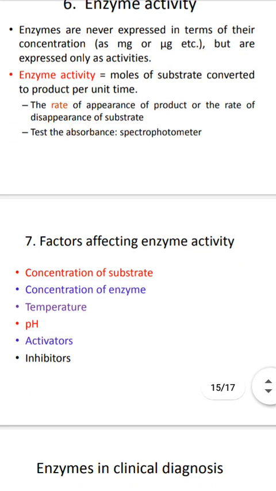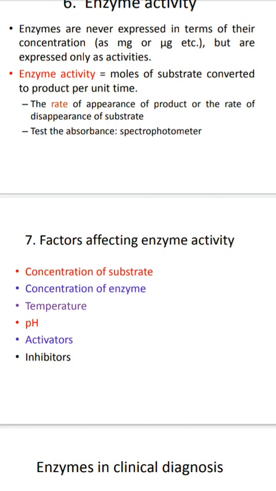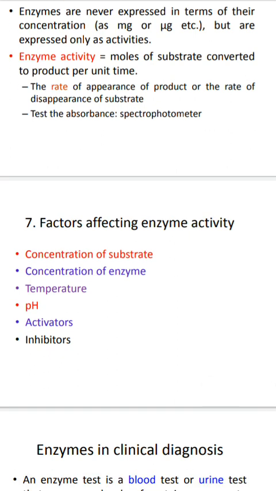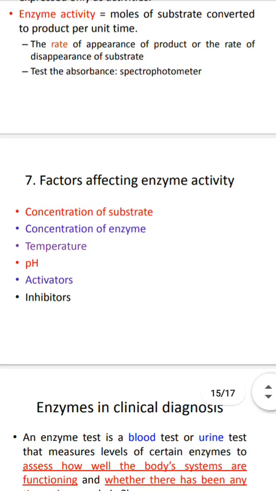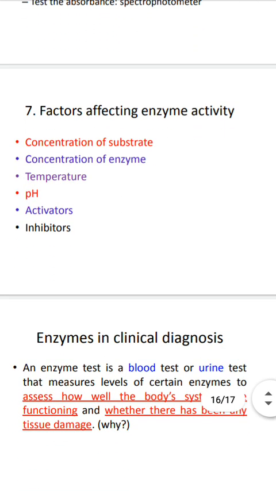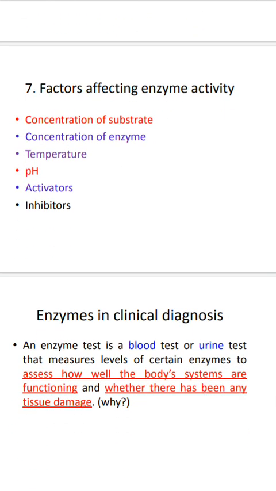Now the next topic is the factors which affect enzyme activity, meaning which can affect the rate of the enzyme. These are concentration of substrate, concentration of enzyme, temperature, pH, activator and inhibitor. These are the fundamental things which can affect enzyme activity. If we change the pH, it can change the activity of the enzyme.